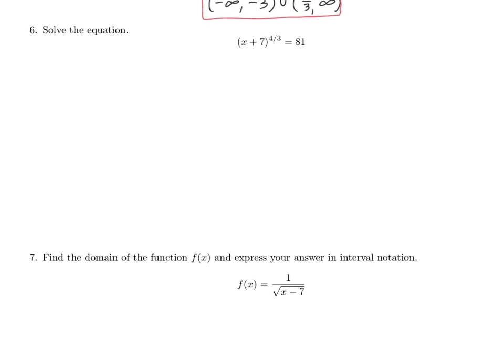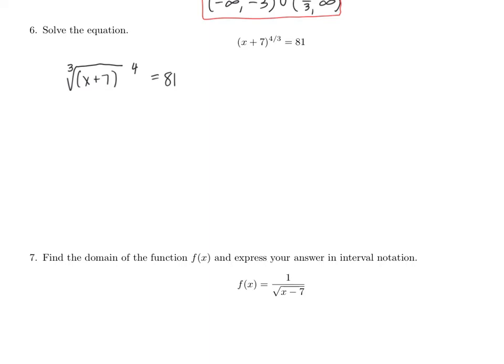All right, number 6, solve the equation. So on this one, the key here is remembering to rewrite the part on the left using radical notation. And so the way to do that, your x plus 7 is your base. The number on the bottom of the fraction is always going to be the index or the root. And then the number on the top of the fraction is always going to be the exponent. Okay, and then equal to whatever it was equal to, so 81.